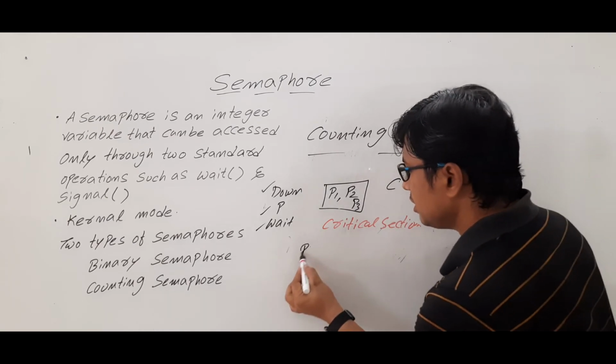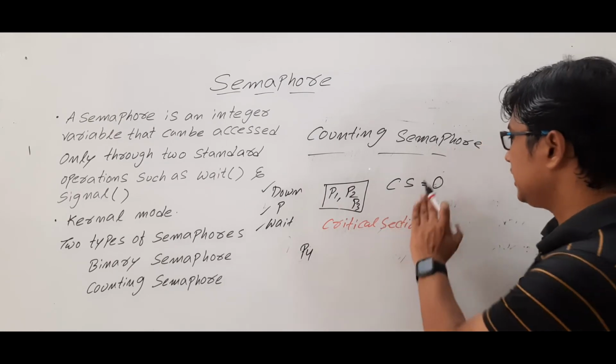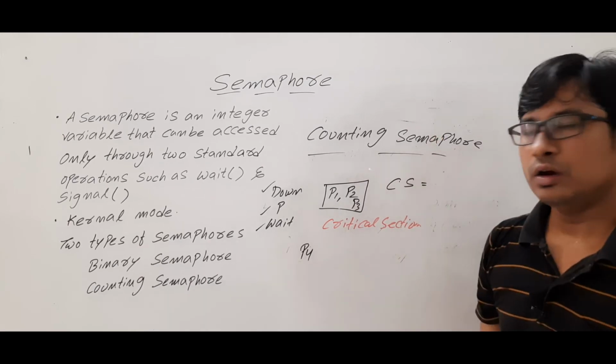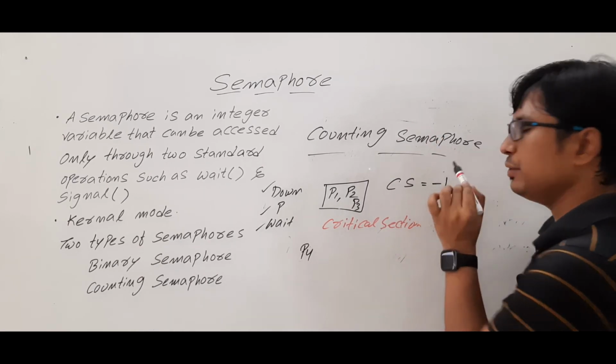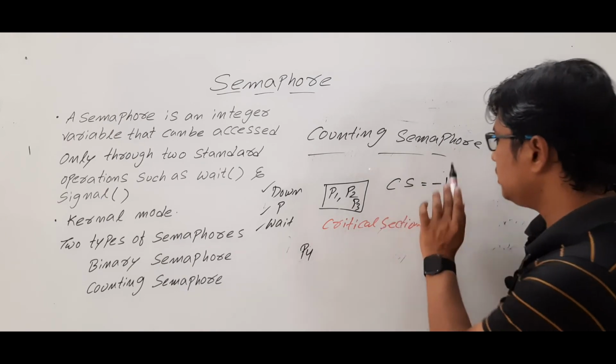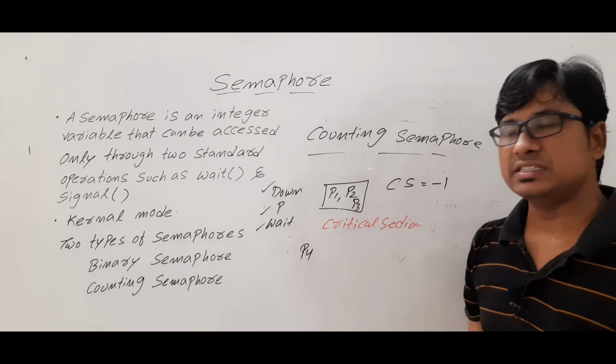Now look here. Process P4 wants to enter into the critical section. Again, what will it do? Before entering, it has to decrement the counting semaphore value by 1. So 0 minus 1 will become minus 1. Now this value is less than 0. Is it clear? The counting semaphore value is less than 0.